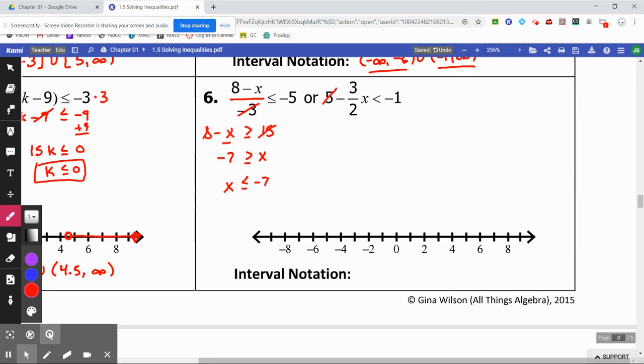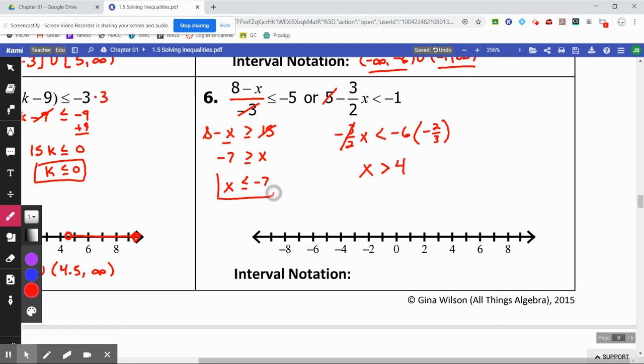The next one, let's get rid of 5 by subtracting. Gives you negative 3 halves x is less than negative 1 minus 5 is negative 6. To get rid of a negative 3 halves, you're going to multiply the other side by negative 2/3, and you get x is greater, because you have multiplied by a negative. Negative times a negative is a positive. 6 times 2/3 will be 12/3, which is 4. So there's the two parts of your answer.